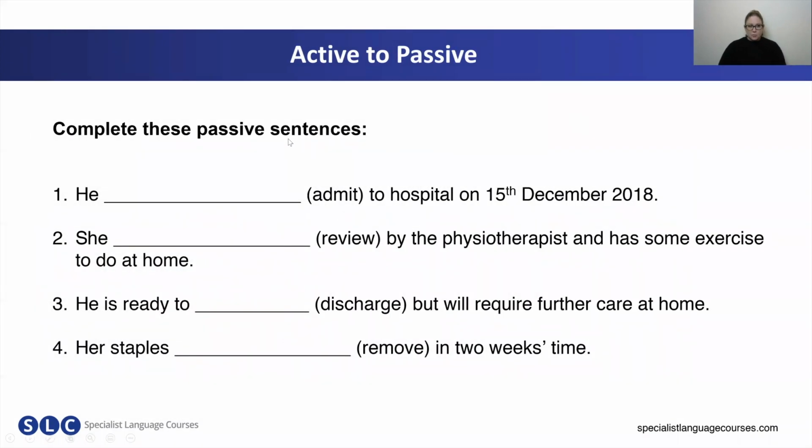Time for a bit of practice. What I'd like you to do now is pause the video and have a go at completing these sentences using the verbs in brackets in the passive form. So really think about what tense you need to put it in. Remember, use the verb to be and the past participle of the verb. So pause the video now.